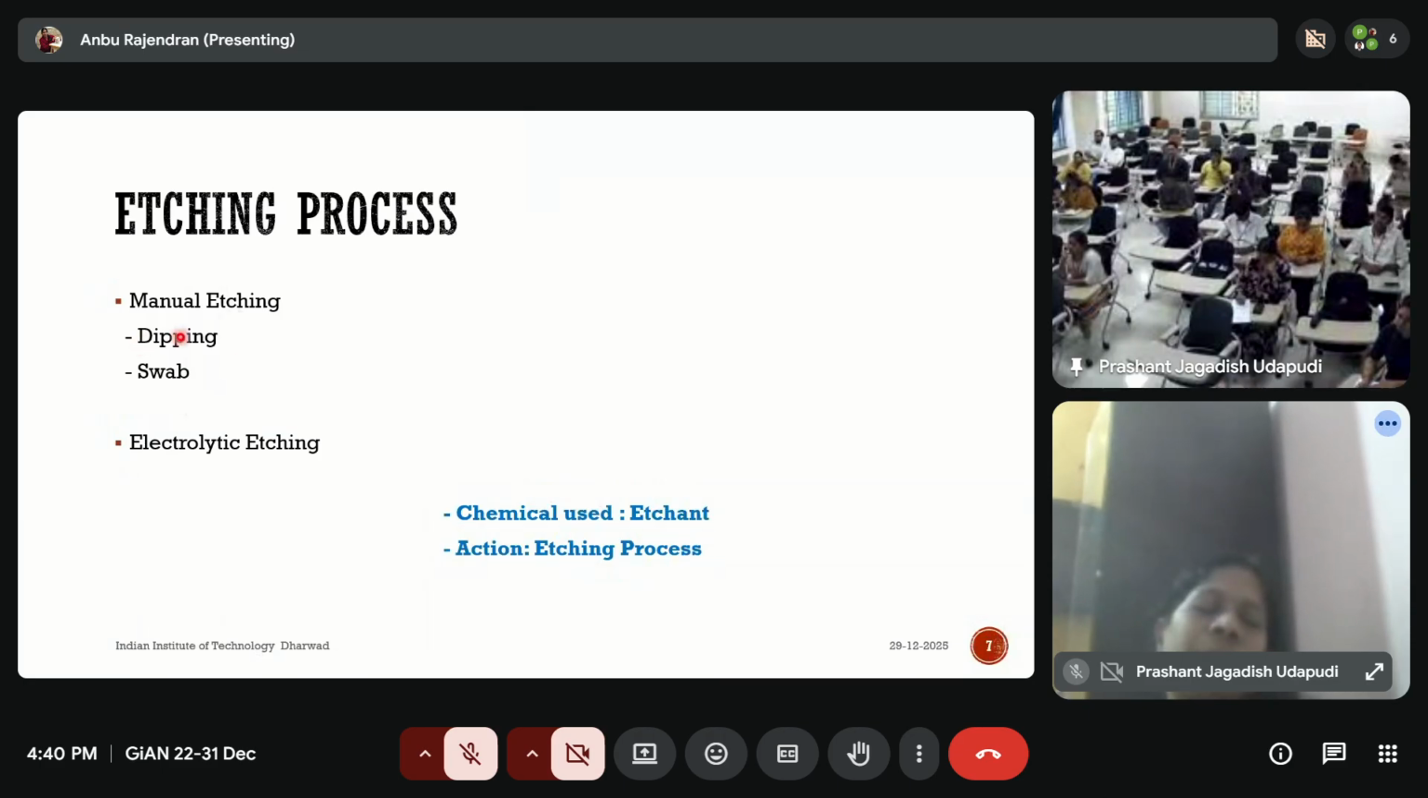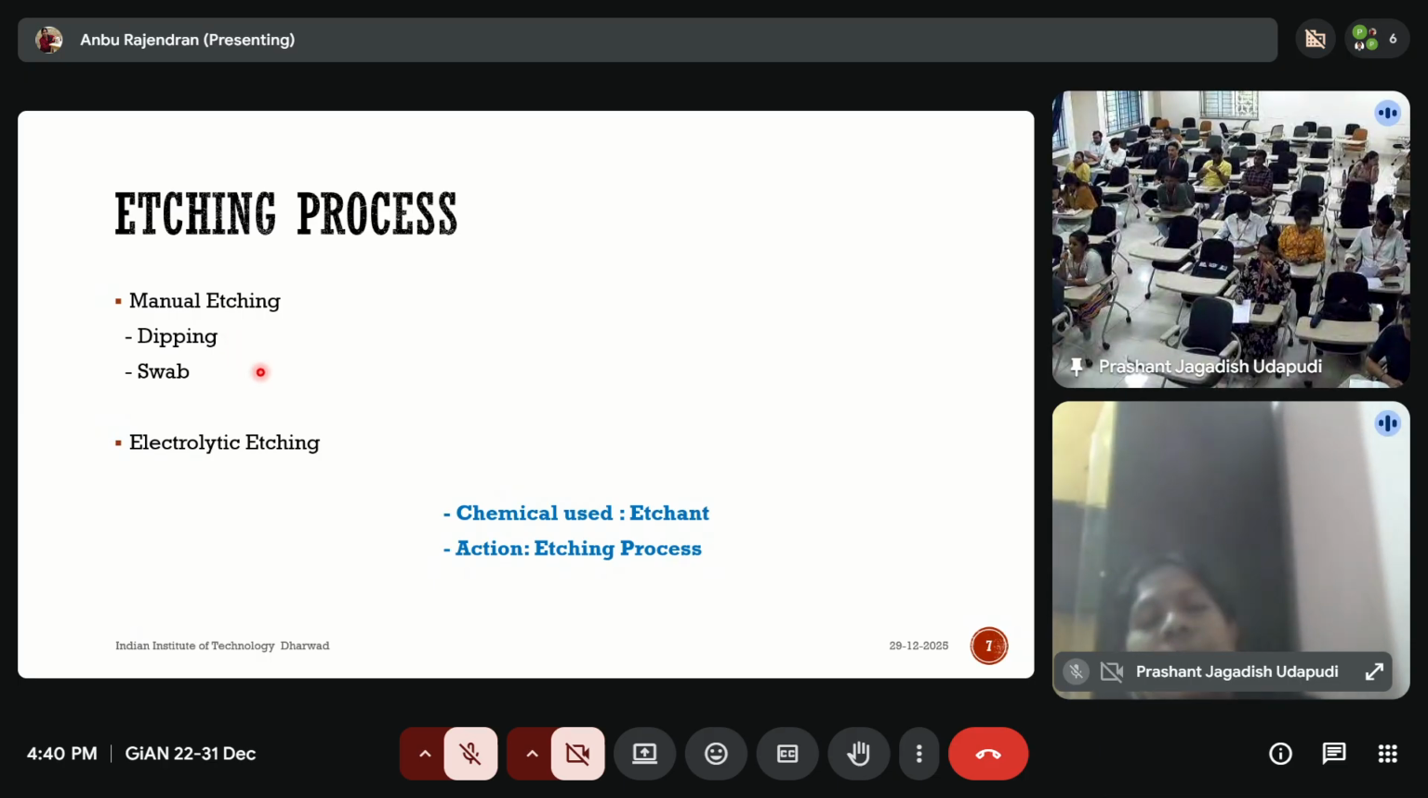Apart from manual etching, there is electrolytic etching, where you pass current to enable the reaction in a better way. Some samples which naturally have high corrosion resistance may be difficult to etch manually because they are already highly corrosion resistant. If you allow the chemical to react manually, it won't react. The reaction will not be feasible, or it won't be severe. We need a slightly severe reaction for etching the select features selectively.